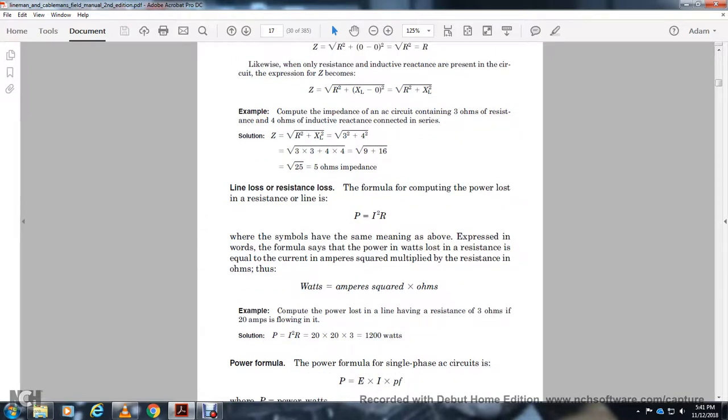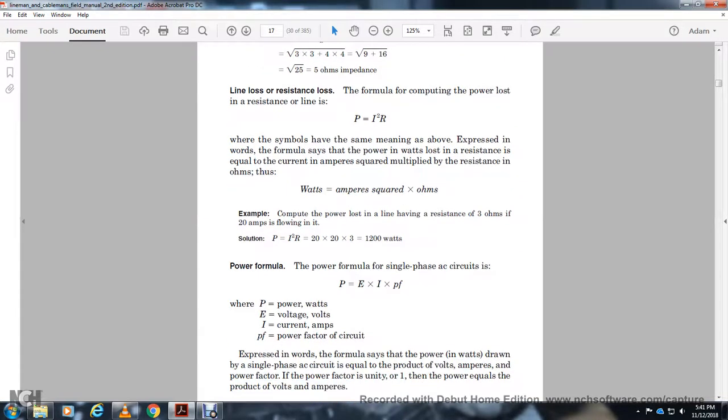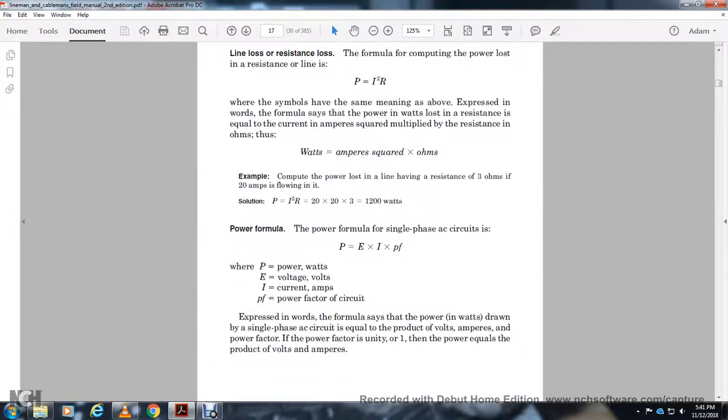The power formula for a single-phase AC circuit: the power is equal to the volts times the amps times the power factor. Power is in watts, E is voltage, I is current in amps, and PF is the power factor in the circuit. Expressed as a word formula, the power in watts drawn by a single-phase AC circuit is equal to the product of volts and amperes with the power factor. For a power factor of unity, 1, the power is equal to the product of the volts and amperes.